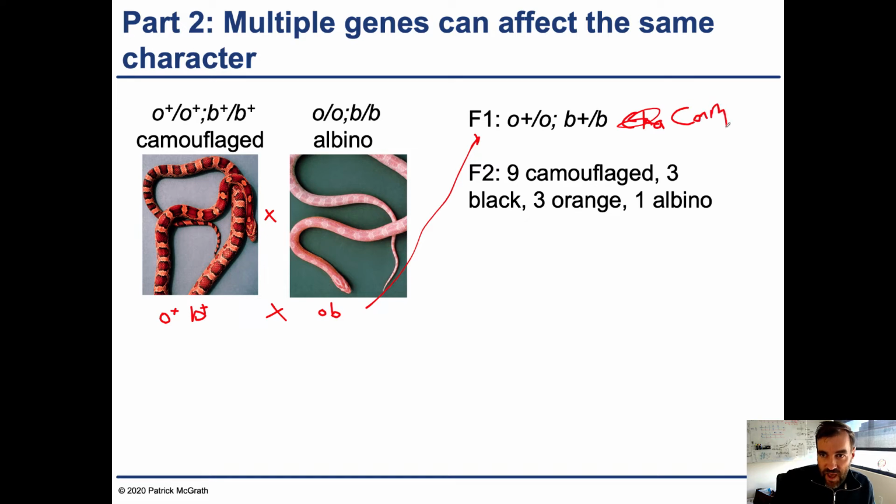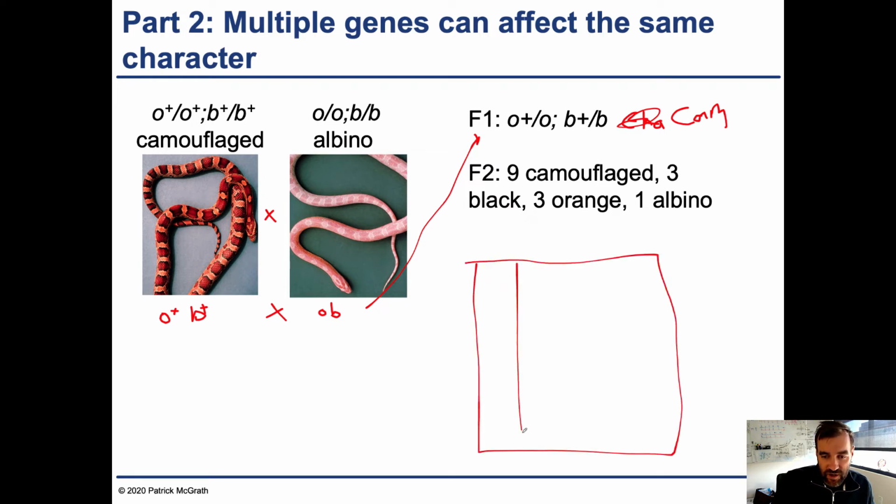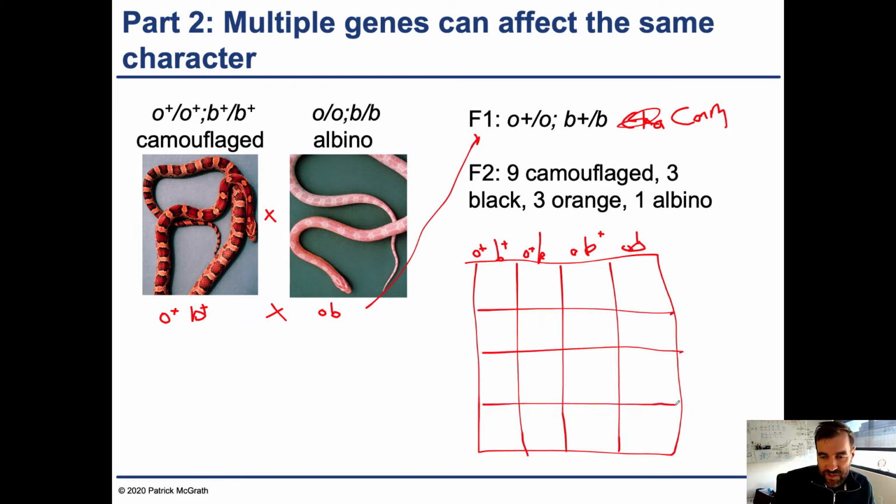Camouflaged. And then if you intercross this F1 to produce F2s, you can go through the Punnett square, but you would have a 4x4 Punnett square because this individual right here can produce four different types of gametes. And then the intercross would also have the same. I'm not going to go through this right now in the lecture, but this would be the exact same situation as the dihybrid cross.